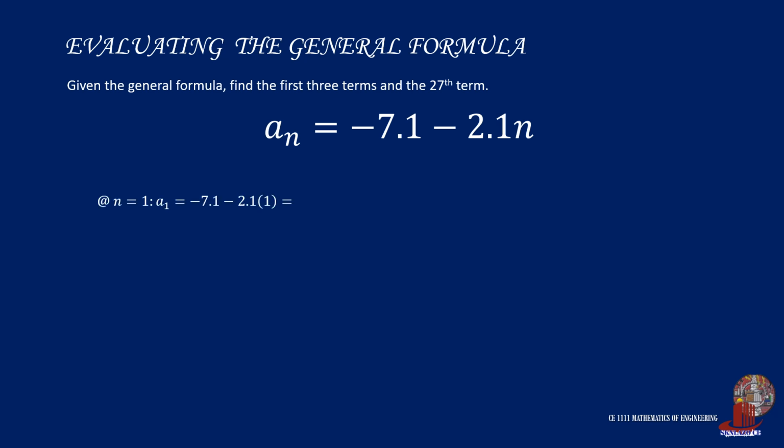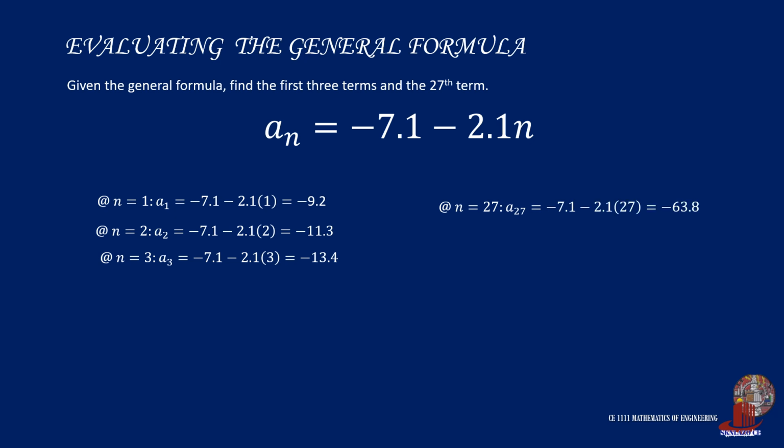So with n equal to 1, a1 is computed as -7.1 minus 2.1 times 1, and that is -9.2. With n equal to 2, a2 is -7.1 minus 2.1 times 2, which gives -11.3. Then at n equal to 3, a3 is -7.1 minus 2.1 times 3, yielding -13.4. Lastly, at n equal to 27, a27 is -7.1 minus 2.1 times 27, giving -63.8.